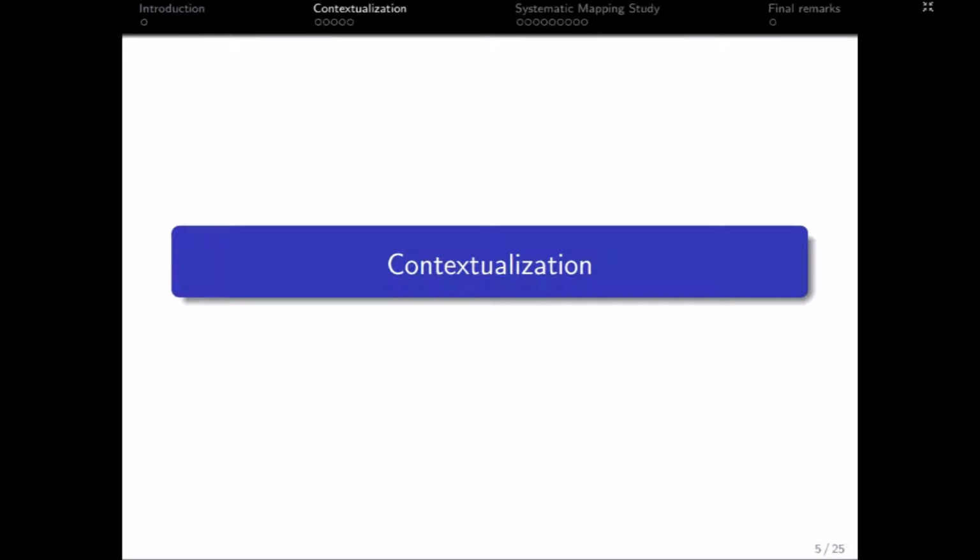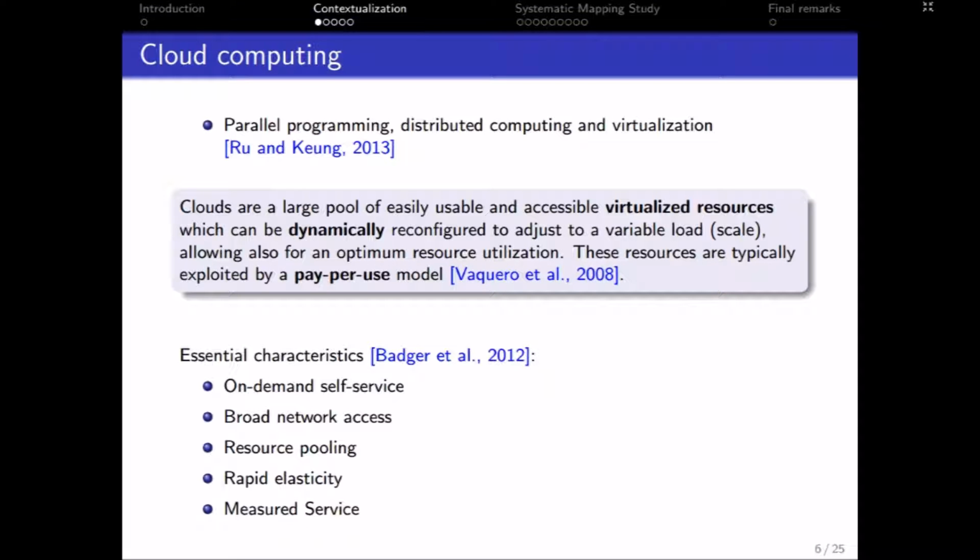Cloud computing has emerged from the contribution of parallel programming, distributed computing and virtualization, and it has become one of the main research trends by offering a new way to provide the resources on demand via internet. A cloud can be understood as a large pool of virtualized resources which can be dynamically reconfigured to variable scale, and it is exploited by pay-for-use model, like water and electricity companies.